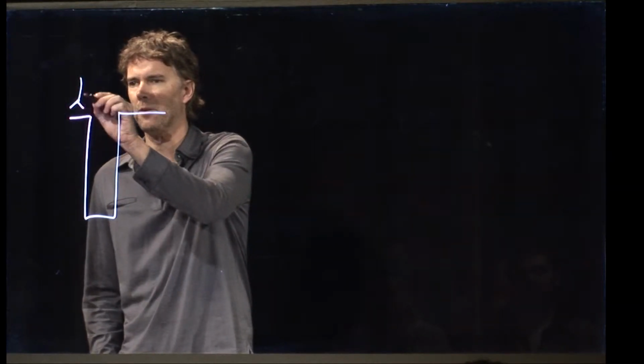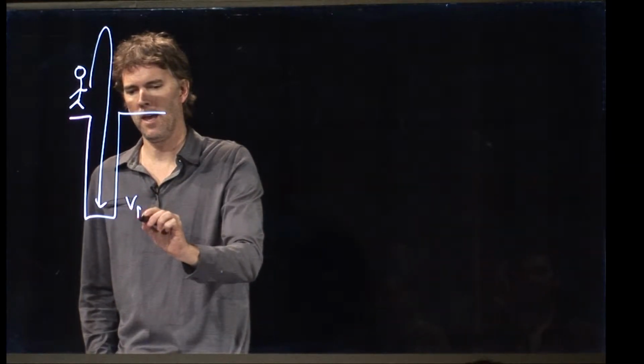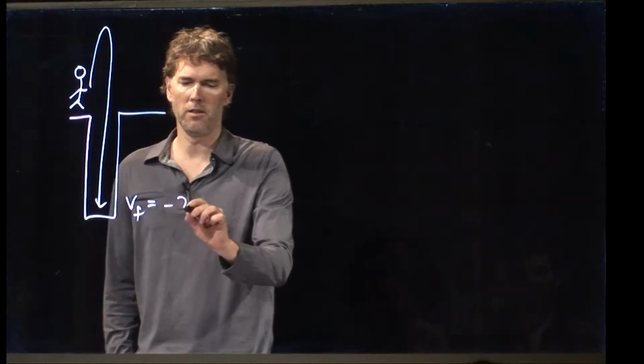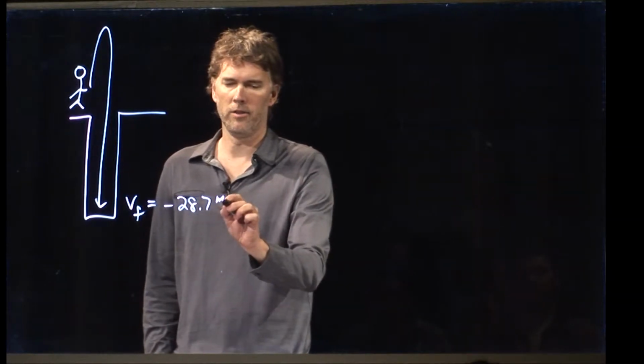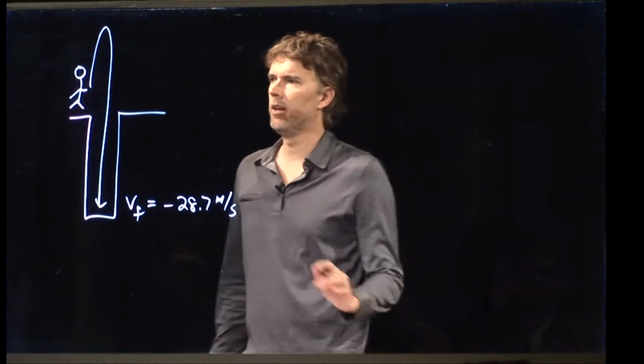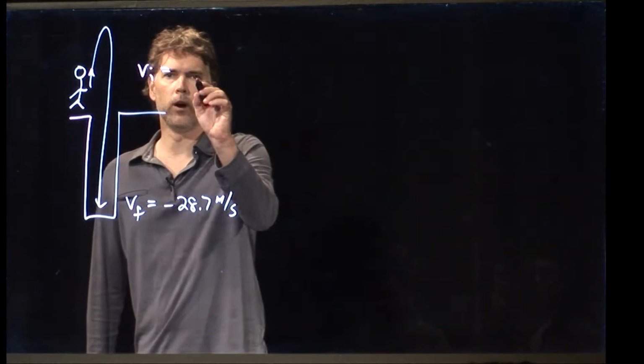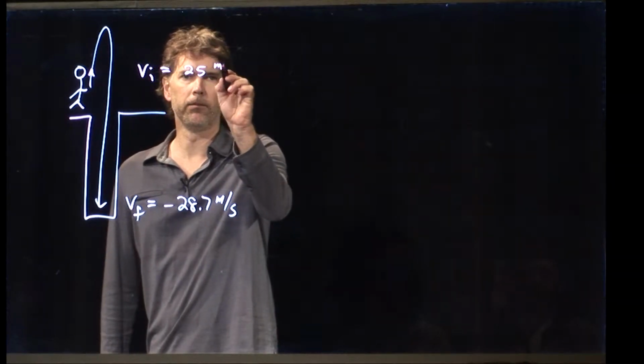We just took a look at a problem where we tossed a rock up in the air and then it dropped into a hole, and we calculated how fast it was moving when it got to the bottom of the hole. What we found was the final velocity was negative 28.7 meters per second, and we told you that the initial velocity going up was 25 meters per second.